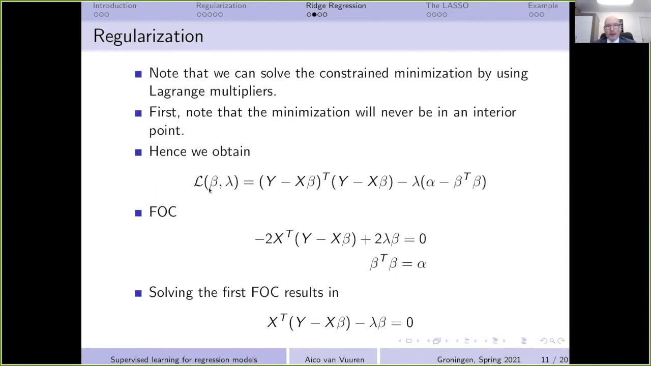And then the only thing that I actually have to do now is to minimize this Lagrange function with respect to beta and lambda. That means, of course, that I'm going to have to write down the first order conditions. Well, that's not that difficult.